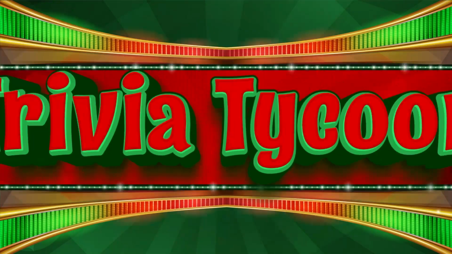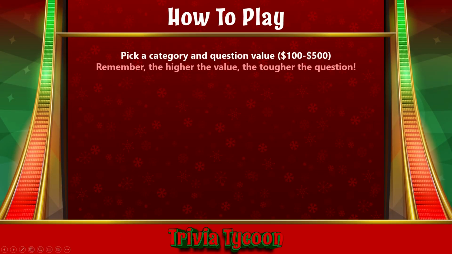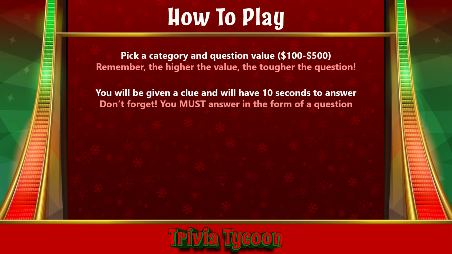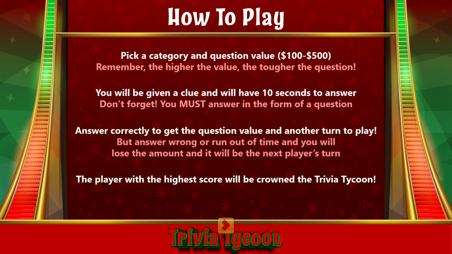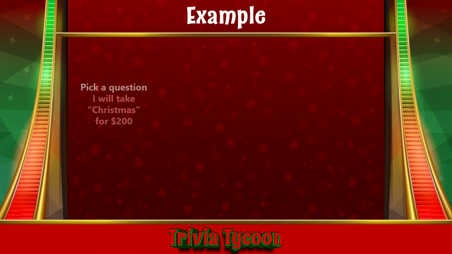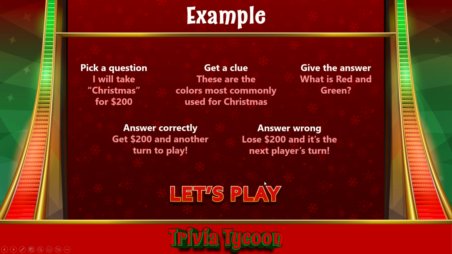There is a quick intro, and once you're at the main screen, click Play Game. The game starts with instructions on how to play. You will pick a category and question value, and will then be given a clue with 10 seconds to answer it. Remember, the questions get tougher as the value goes up. If you answer correctly, you'll get the value of that question added to your score. If you answer wrong, the value will be subtracted from your score. The instructions also share an example to give players an idea of how the game is played. Once you've gone over the instructions, click Let's Play to begin.